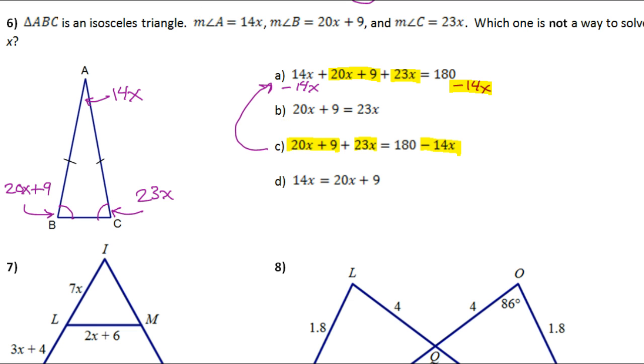So let's look at D and understand why that's not the answer. Well, let's look at D and see why that could not find x, and that is going to make it the answer. 14x and 20x plus 9, that's these two. There's no reason why these two angles should be equal. Okay, they are not going to be congruent. So D is the one that is not a way. So that's what we were looking for.